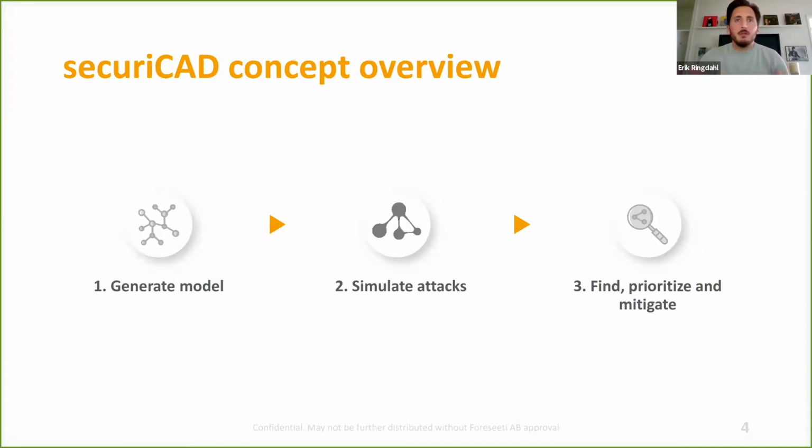So the high level concept is fairly simple. We generate a model, or build a model, of your IT architecture. You can do this automatically, like in securiCAD Vanguard, or you can do it manually, which I think UR will show us later. We then simulate attacks on these models, and based on that, we can then find, prioritize, and mitigate weaknesses in our model and in our IT architecture.